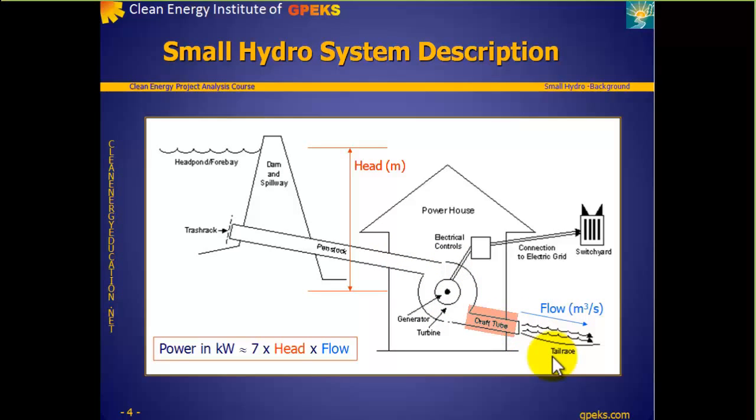The electrical and mechanical equipment includes the turbine, which spins under the force of the moving water, and the generator, which is rotated by the turbine and converts the energy of the water into electrical energy. The operation of the generator is regulated by electrical controls. The electrical energy is transported away from the powerhouse by power lines connected to the grid or the load at a switchyard.